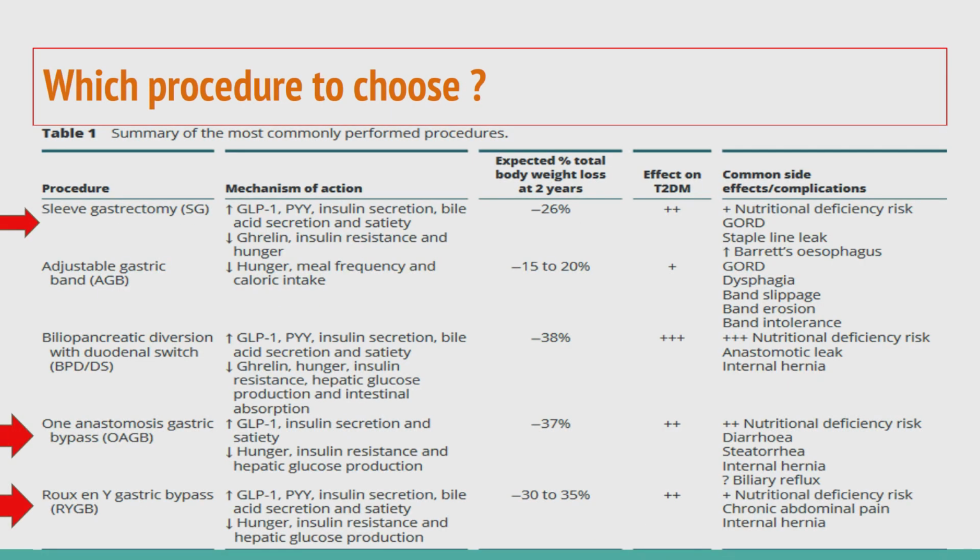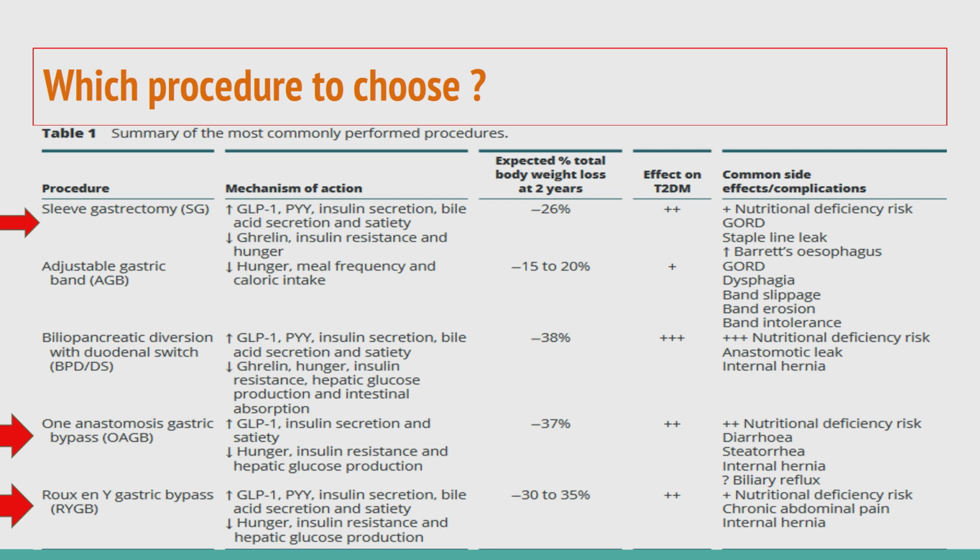So which procedure to choose? Before patients undergo bariatric surgery, as I told, these 4 procedures are commonly done. So which procedure to choose? It depends on the surgeon's expertise, the patient's BMI, the patient's dietary style, and the patient's need. All need to sit together and decide which patient will undergo which procedure. Sleeve gastrectomy is the simplest procedure.